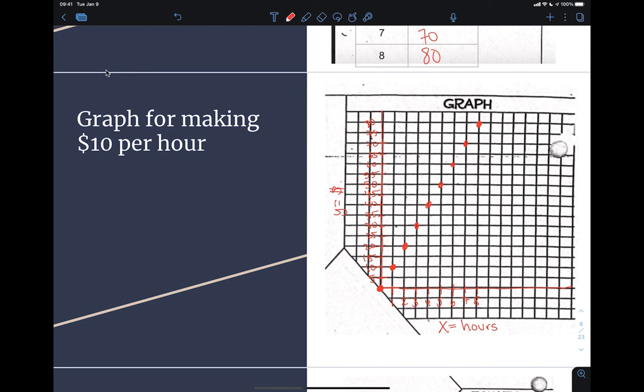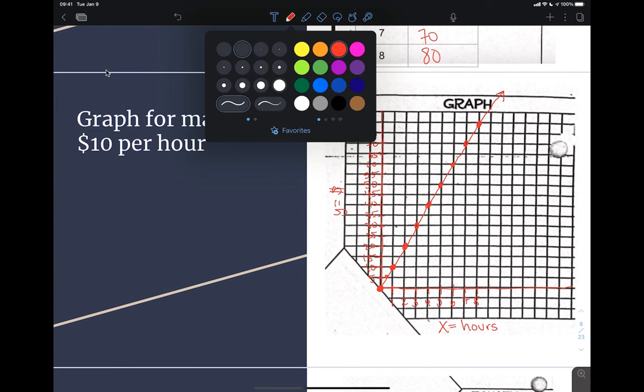And I think to myself, can I have fractions? Like, could I work only 30 minutes? And the answer is yes. So because I can do all these different fractional amounts of time, like 1/60th, I am going to draw a line. We'll talk about more of that later. All right, so we have a line. Now let's look for our slope.